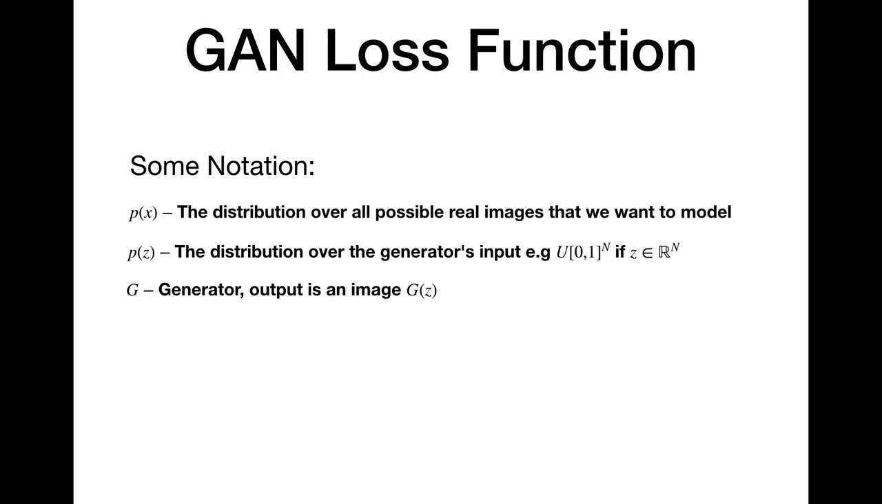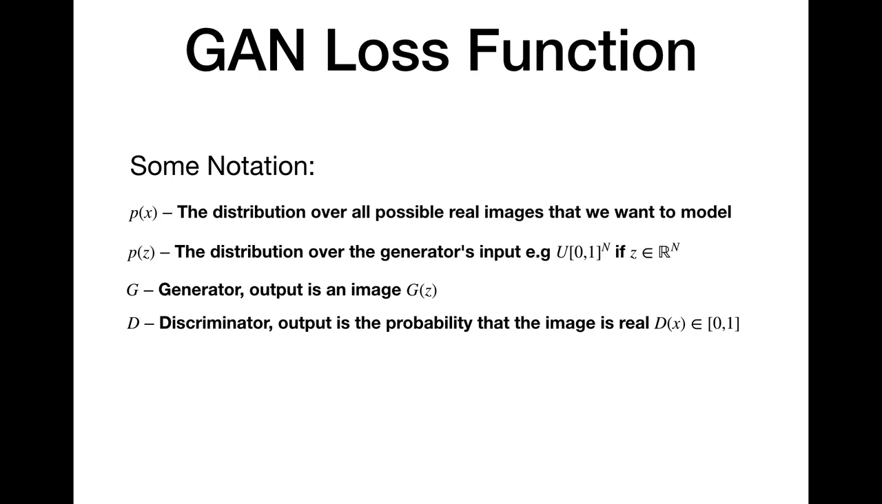The next important part that we're going to be looking at is the generator itself. We're going to be denoting the generator by the symbol G. In our case, the generator takes as input a noise vector Z and outputs an image, which we will denote by G of Z. The generator is typically a convolutional neural network.